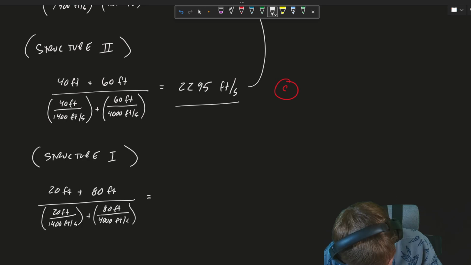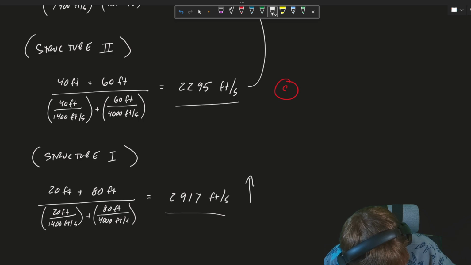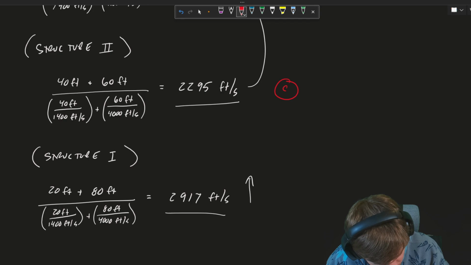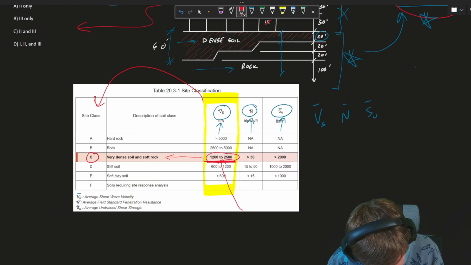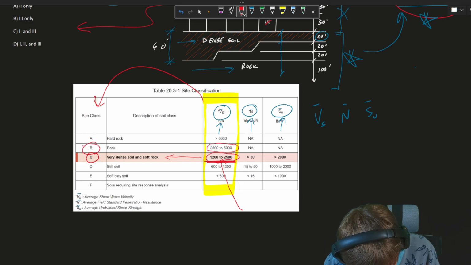What about structure 1? That boils down to 2,917 feet per second. So again, our average keeps on becoming a larger and larger number, which is great. It means we have better soil parameters. We go beyond the 2500 threshold, which bumps us now into this area between 2500 and 5000, which gets us a site class of B.